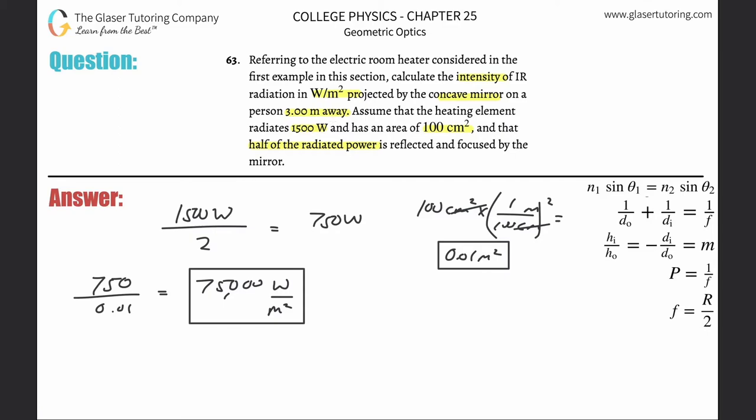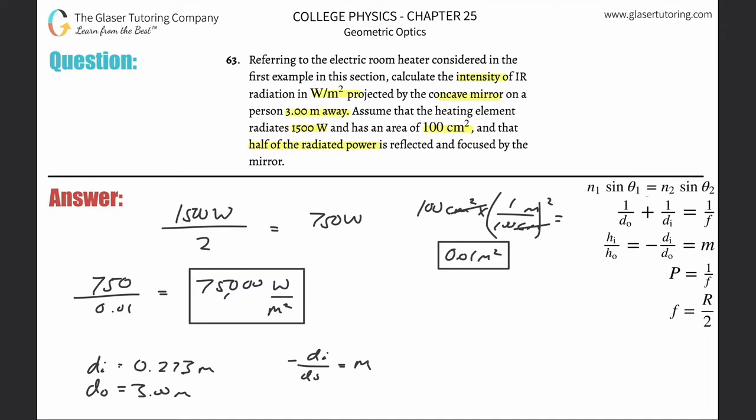Now, we need another piece of information from the example. The image distance that's formed in that problem, you have to refer back to that, is 0.273 meters. Now, if I know the object distance, DO, is 3 meters away, then I can find the magnification, because we know the magnification formula is M equals negative DI over DO.